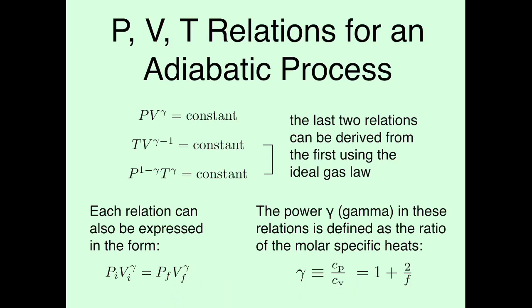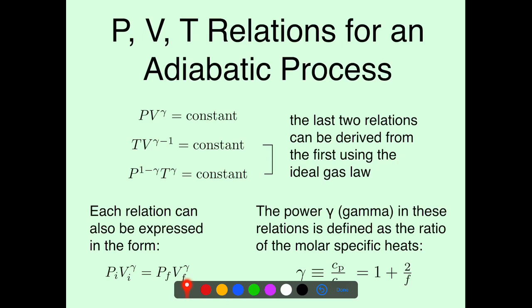Now, there are actually 2 more. These last 2 relationships are derived starting with the first one that we went through, and then using the ideal gas law to substitute out variables. I don't want to go through that. It's just a bunch of algebra. But basically, you start with this one, and then you use the ideal gas law to substitute out the other variables, and you'll get these 2 relationships.